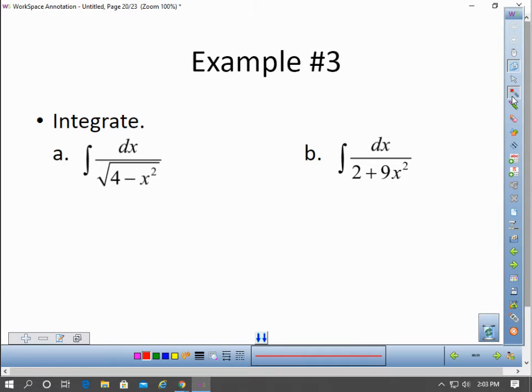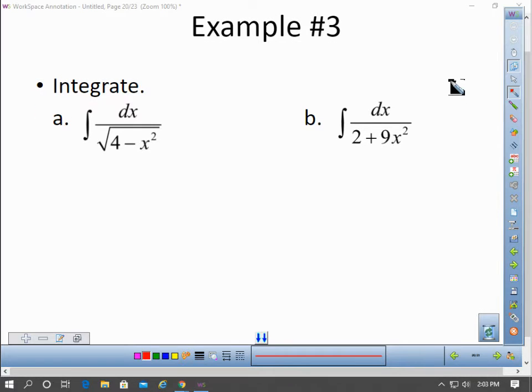So now we're working with inverse trig, and we're doing integration problems. So on our inverse trig with our integration problems, we're starting with example 3 because we already did the differentiation problems in the previous video.